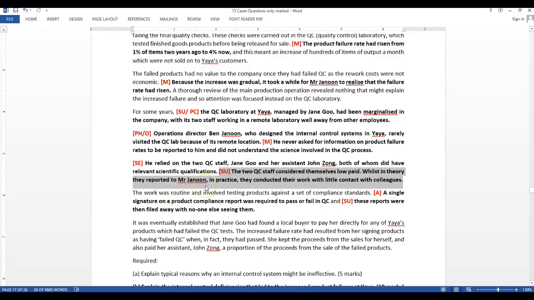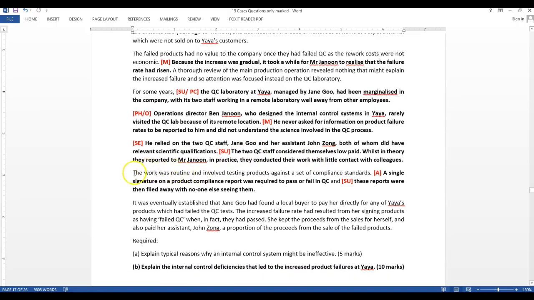Janoun, they didn't seem to do that at all. So that's a total failure. And two, there has been no supervision on them. So Mr. Janoun, who's their supervisor, should have supervised. So that again is a failure.